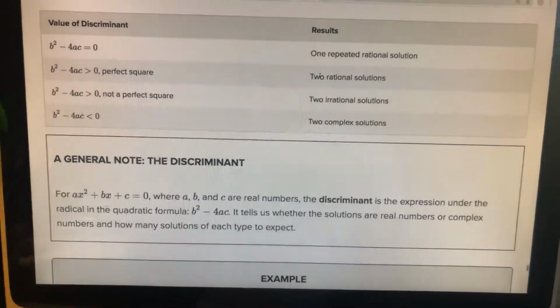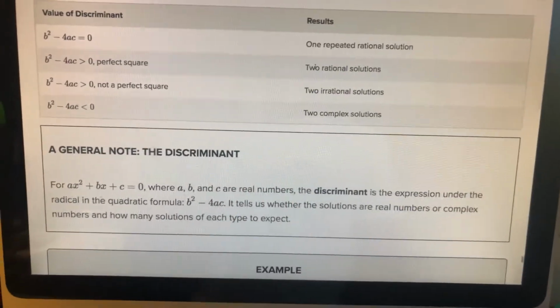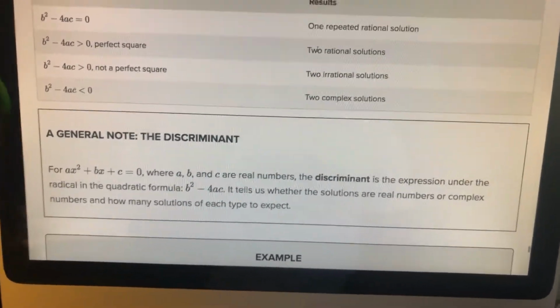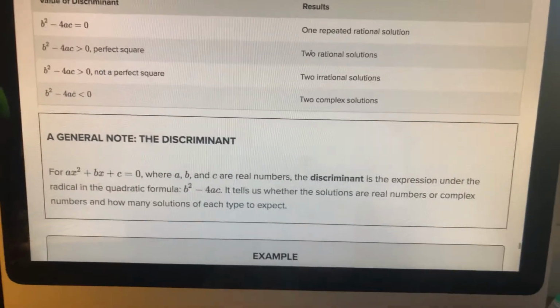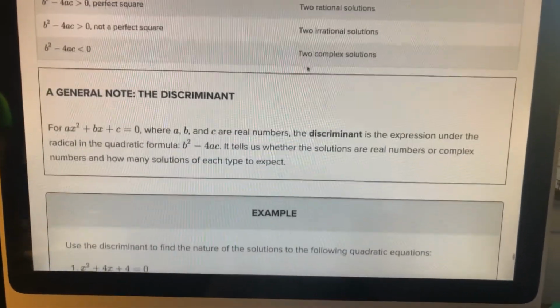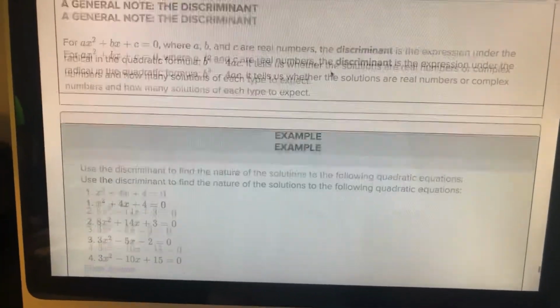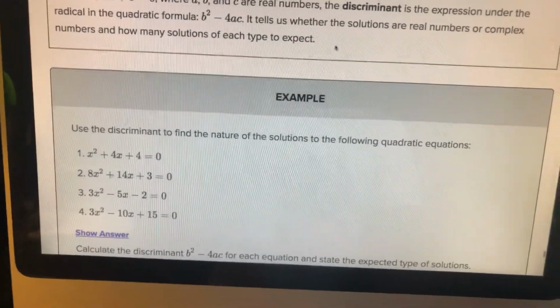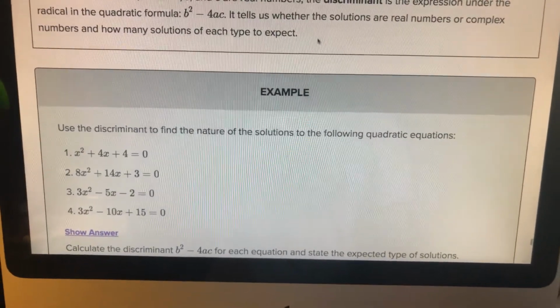So the discriminant, of course, is defined here as the expression under the radical sign, all right? So please note that. I'm trying to keep this video short. So here are some examples of how the discriminant is used.